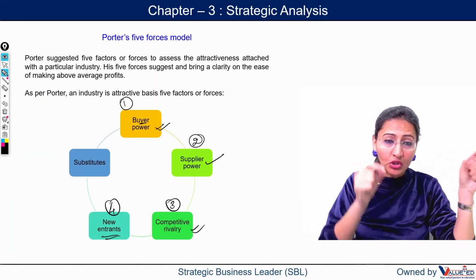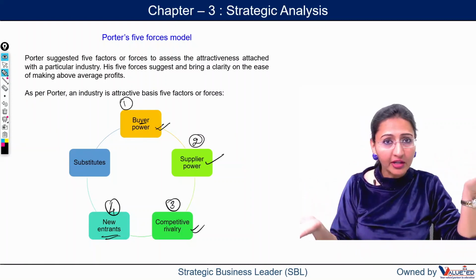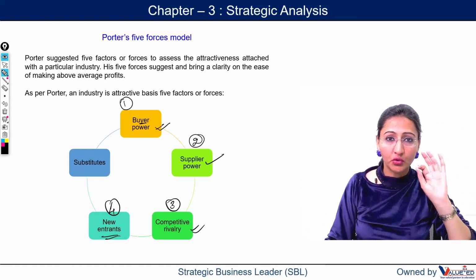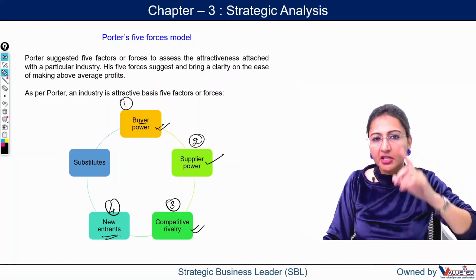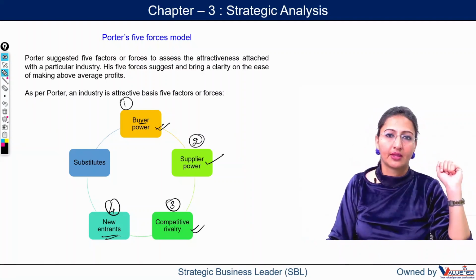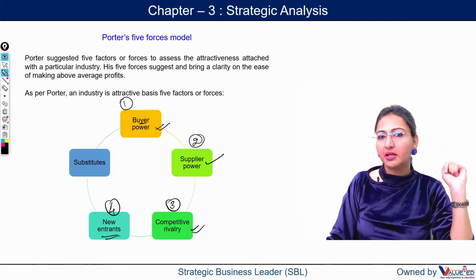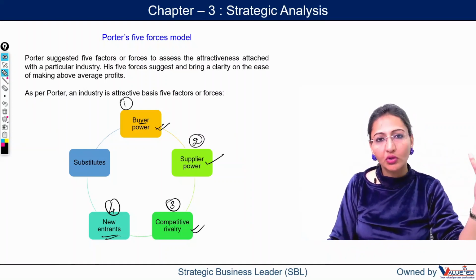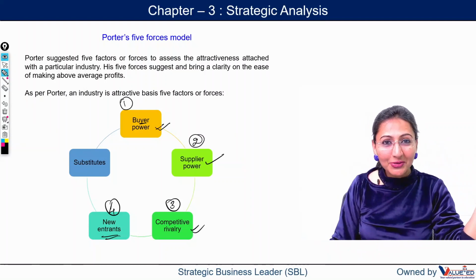How easily new entrants can enter the market. If it's very easy for anyone to enter, then you need to take a cautious call. Then you need to create a product which makes entry of newcomers difficult. If you can do that, then only think of coming into that market. But there may be a market where entry of new companies is very difficult. Then that's a good place to work.